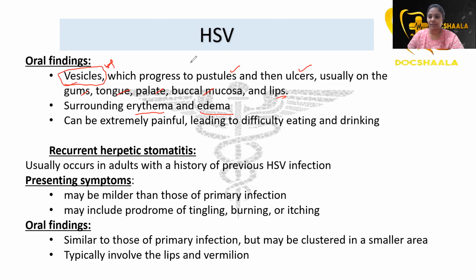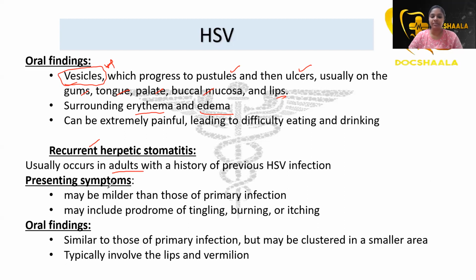Then coming to recurrent herpetic stomatitis. From the name itself, you can see that it occurs because of the recurrence of the infection, and it is seen in adults. When a child is affected with primary herpetic stomatitis and grows into adulthood, because of the previous infection in childhood, there can be recurrent herpetic stomatitis. This is because the herpes virus is present in the latent stage in the person, right?